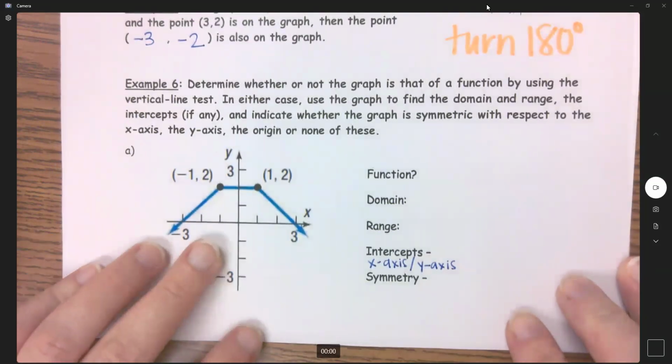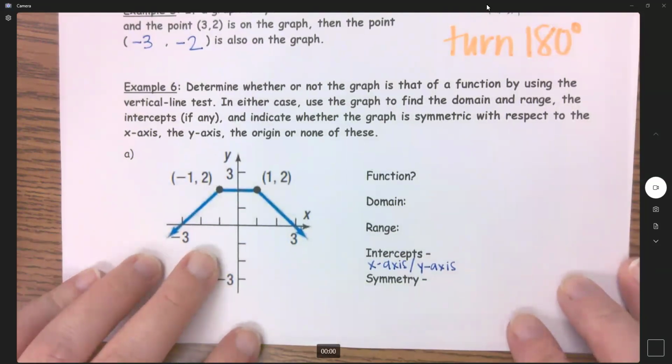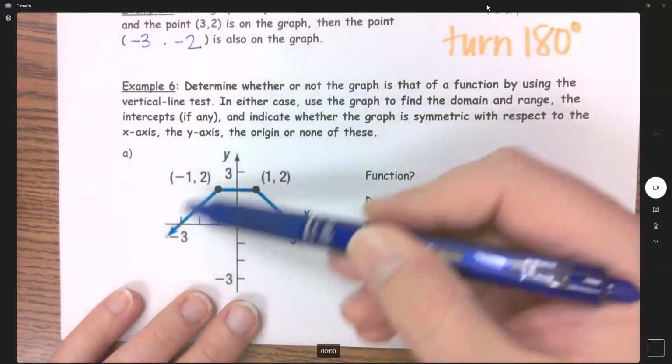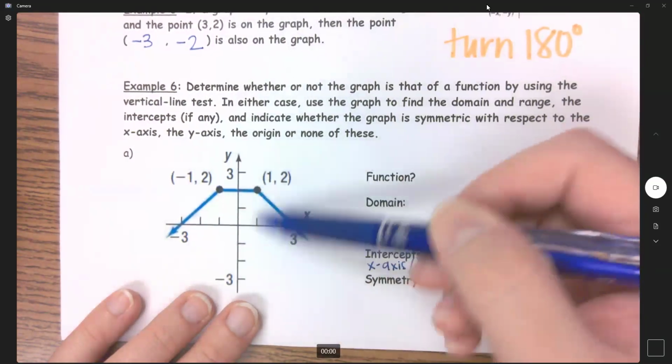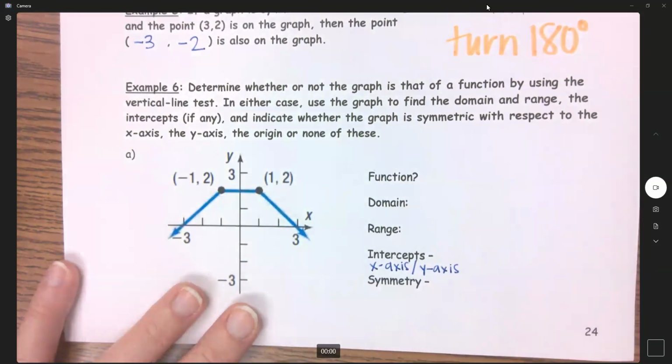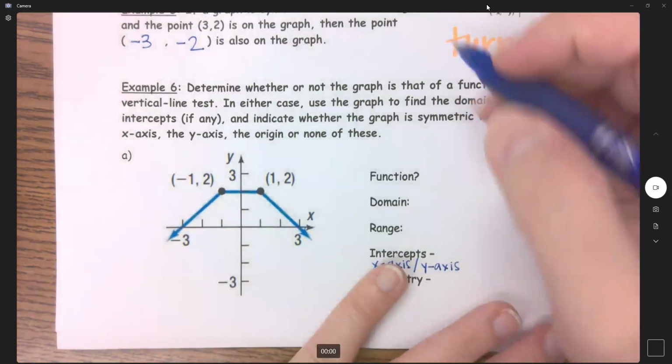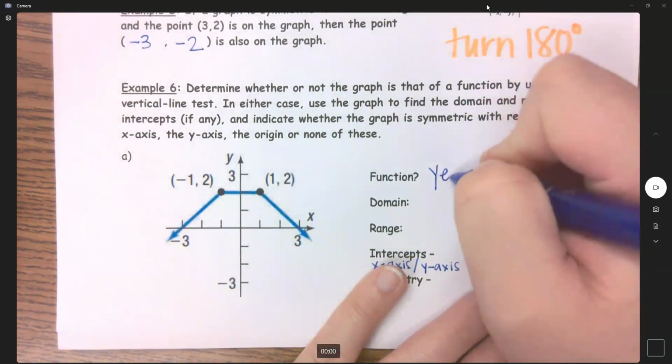Okay, so is this a function? Does it meet the vertical line test? Anywhere you put a vertical line, it only intersects once, which means that x does not repeat. So is this a function? Yes.